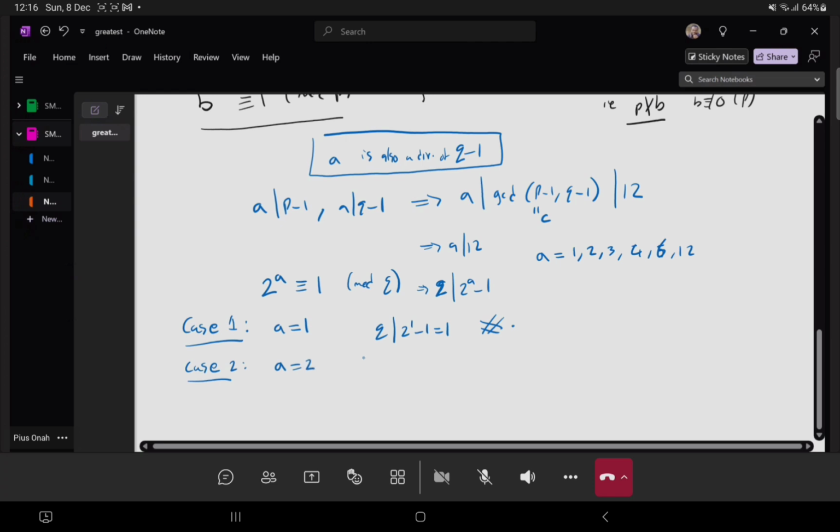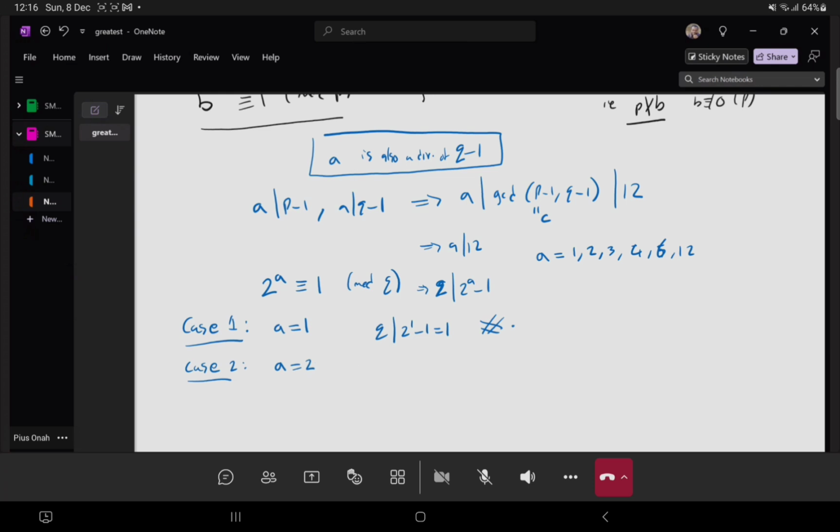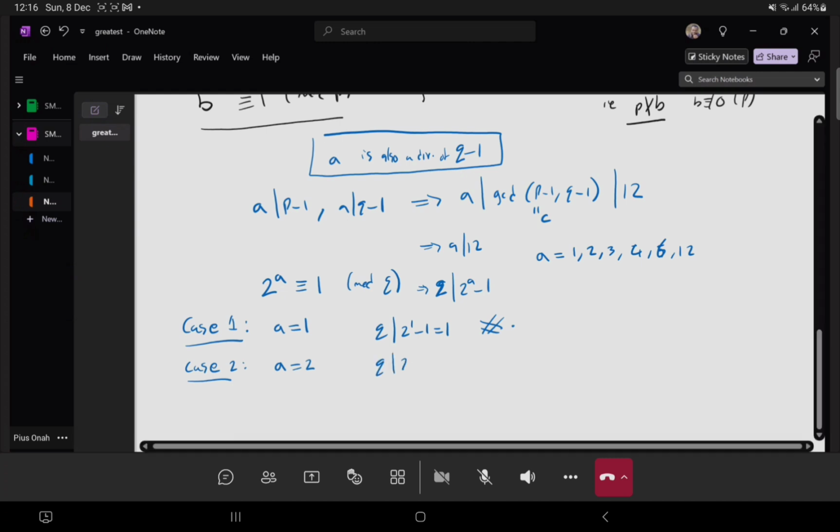So let's check 2 now. Mind you, we are considering that Q is not equal to 2, okay? That's the assumption here. So here we have A equal to 2, then Q will have to divide 2 raised to the power A, raised to the power 2 minus 1. This is 3. So Q will have to be equal to 3.